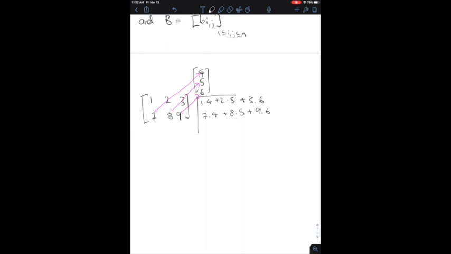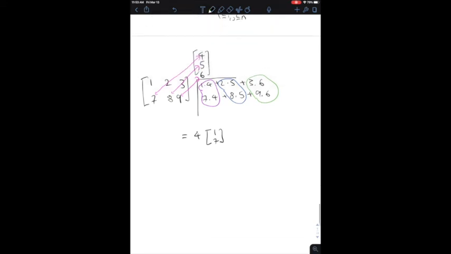And we could write this as, if we wanted, 4 times (1, 7). So that would be this term here. So let's group these into 3 terms. We could write the product of these two matrices as 4 times the column vector (1, 7) plus 5 times the column vector (2, 8) plus 6 times the column vector (3, 9).